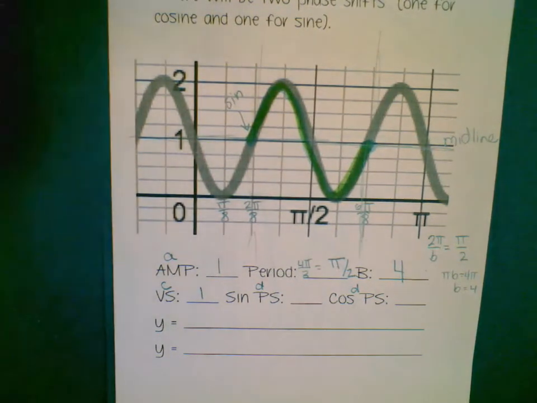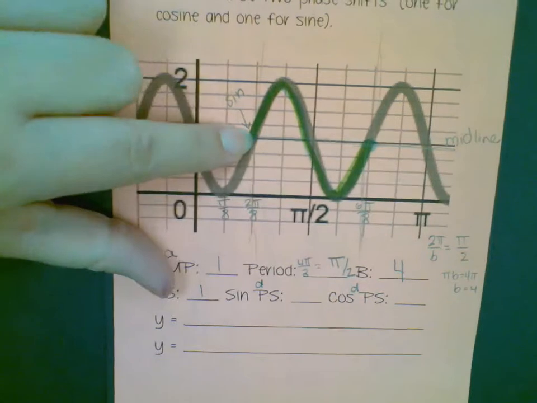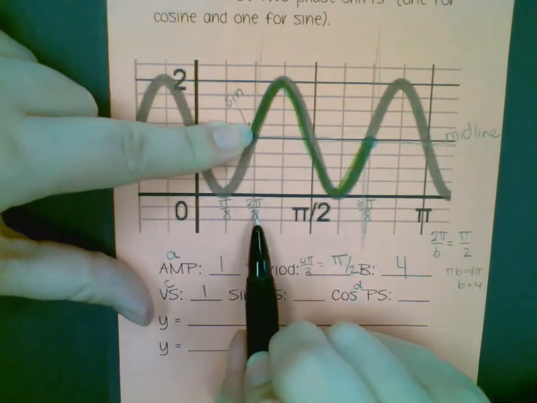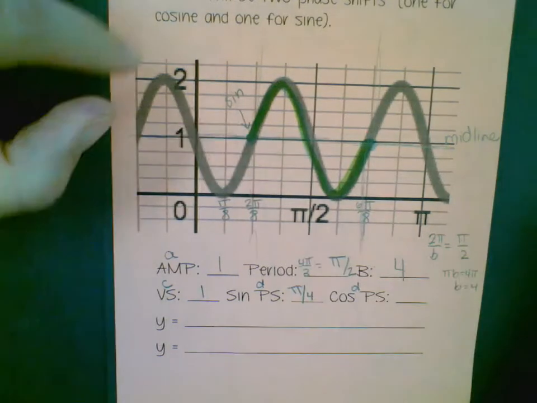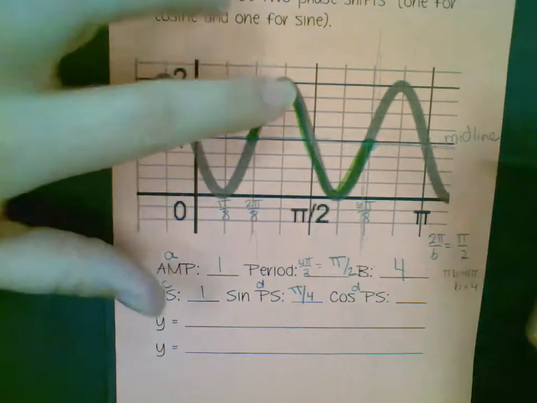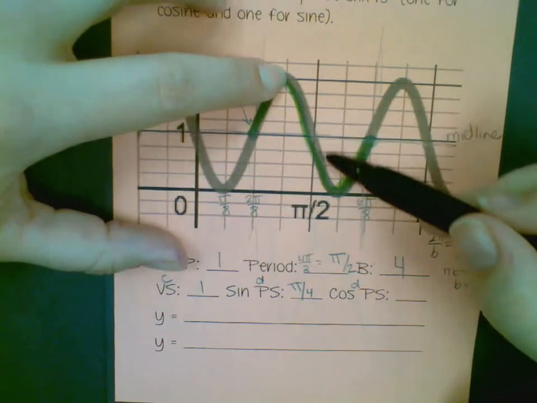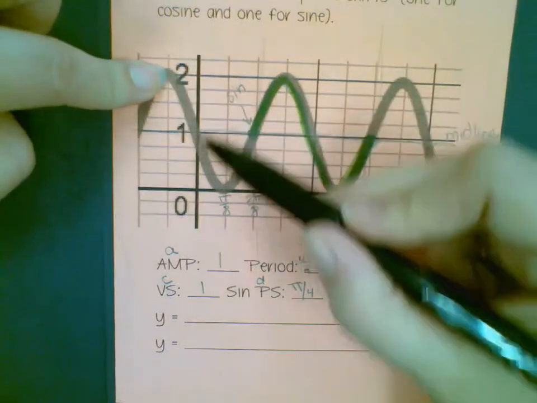Okay, so next we need to figure out where our cosine shift is and where our sine shift is. So our sine, we already figured out where sine starts. So it would be 2 pi over 8, which is also known as pi over 4. Our cosine, remember, starts at the top and then goes down. So one of our cosines could be this section. We could have had one right here.